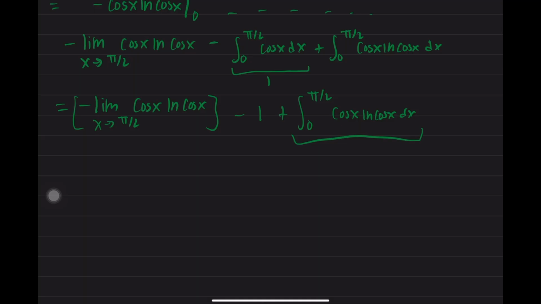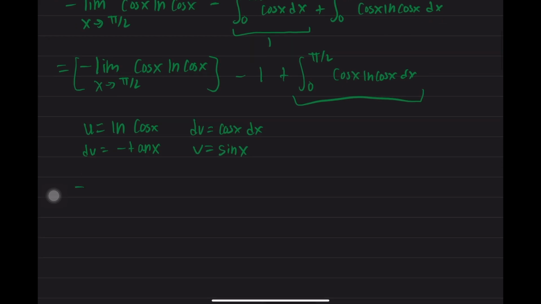We're going to do integration by parts again. Let u equal ln of cosine of x. Let dv equal cosine of x dx. So we have du. What's the derivative of cosine of x? That's negative sine of x. So du is negative sine of x over cosine of x, which gives negative tangent of x. And v is going to be sine of x.